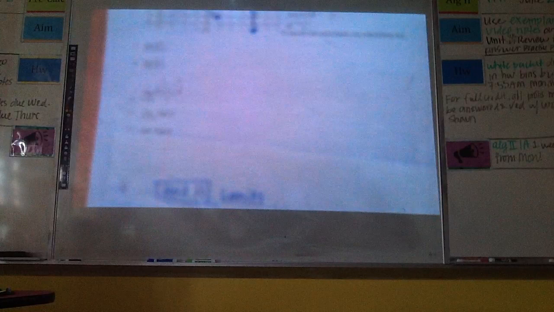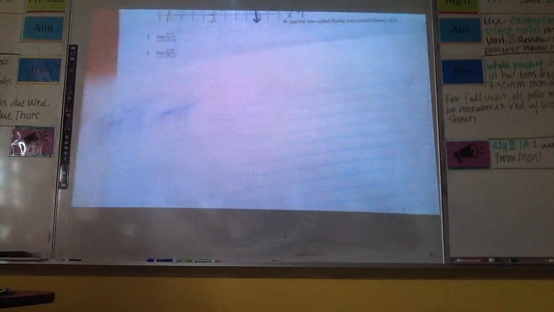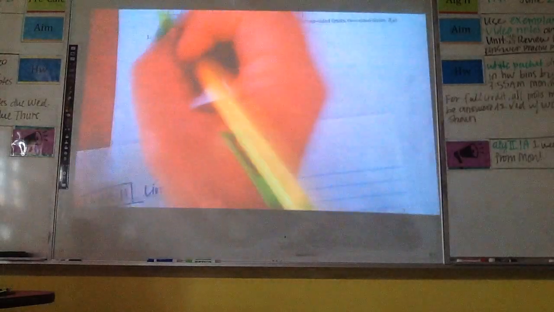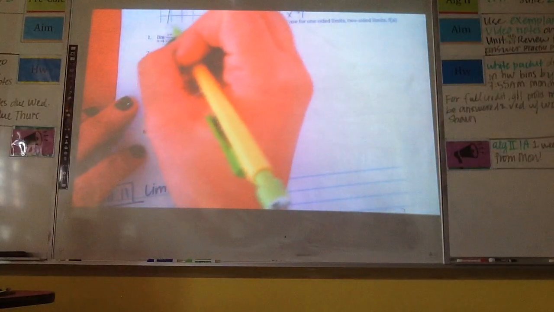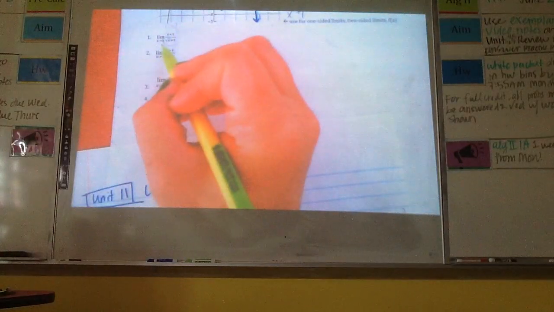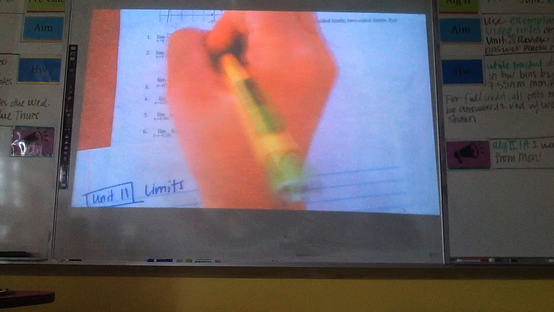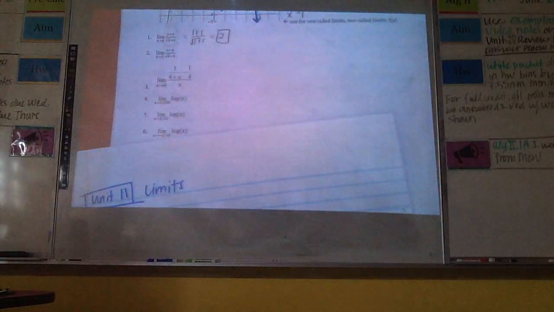Number 1 says the limit of f of x, we're calling this our function, of x plus 1 over square root x plus 1 as x approaches 1. Well, if we substitute, we see that the limit is just 2.